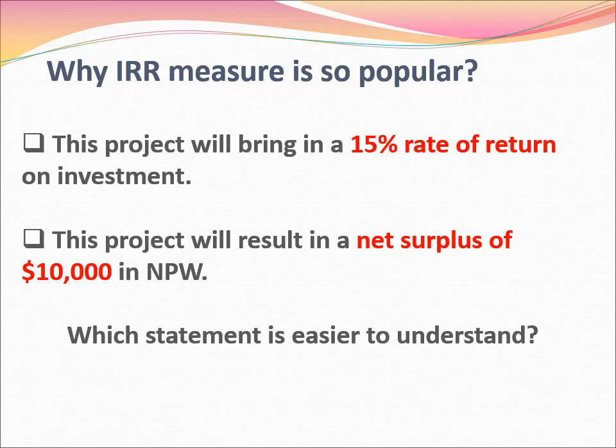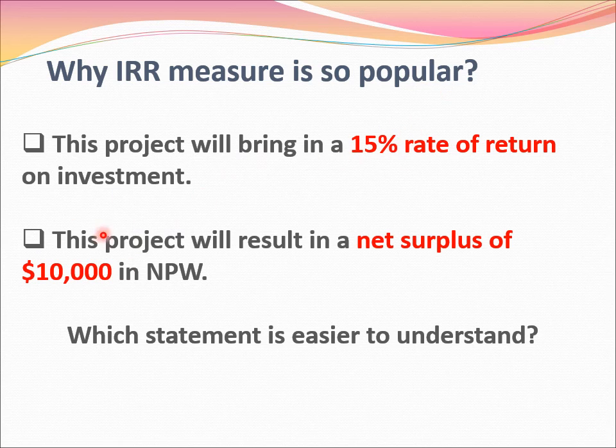This IRR method, as I told you, is different than the other methods, and also it's a popular method. So why is it a popular method? Because of this. I am telling you two statements. The first statement is this. There is a project alternative, and this project will bring you a 15% rate of return on your investment. So if you invest 100, you will earn 115. If you invest 1,000, you will earn 1,150. So this 15% means that.